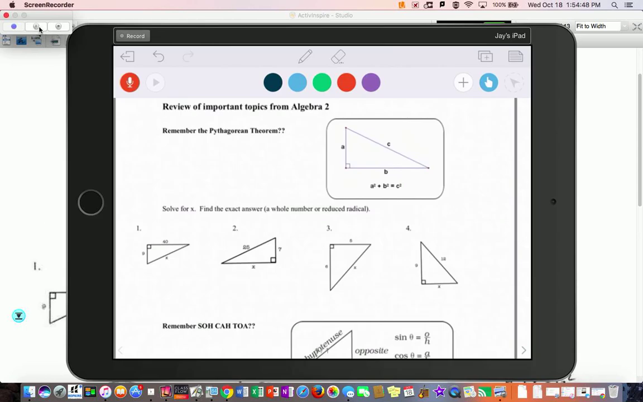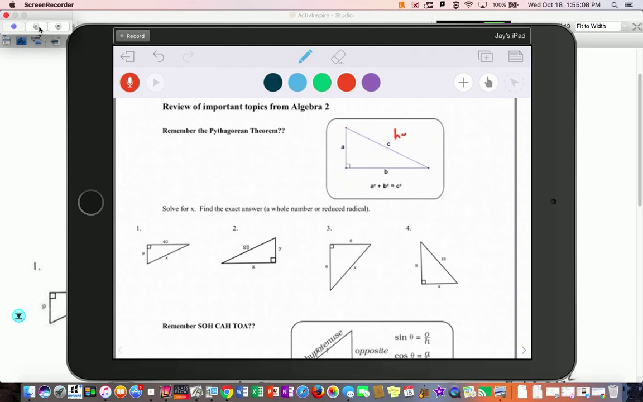All right, there are two pages in between 4.1 and 4.3 that I'm just going to go over a couple examples, and then you can do some of the work and check your answer. But for instance, the Pythagorean theorem, remember, is a squared plus b squared equals c squared.